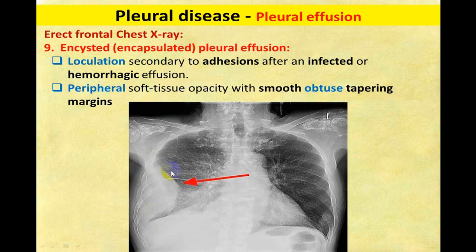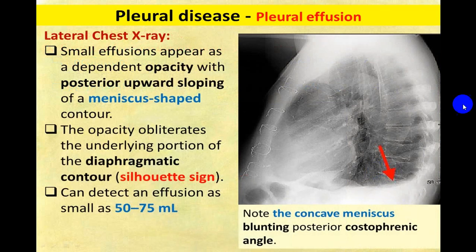If it is showing you a crescent sign, then it is not encysted. But when it shows you this type of a shape, then it is called as a loculated, encysted, or encapsulated. So it is a peripheral soft tissue shadow and a smooth tapering margins. So that is typical encysted pleural effusion.